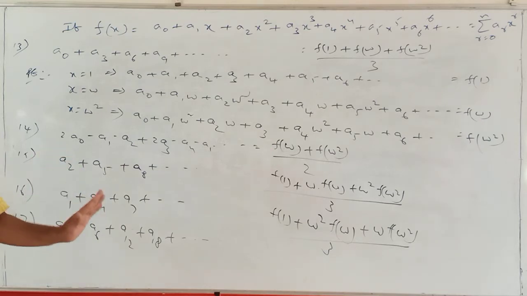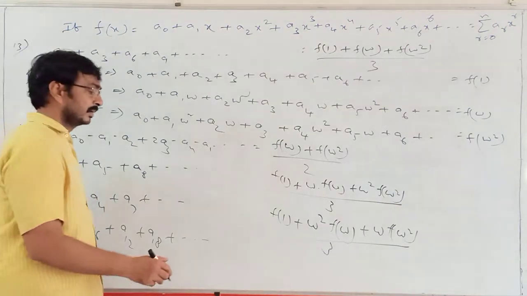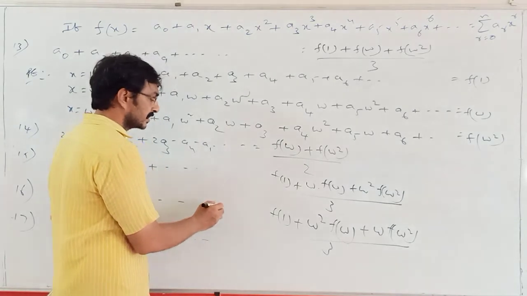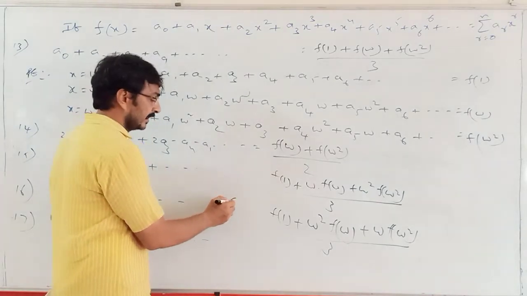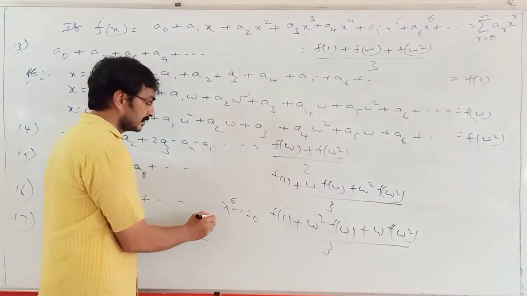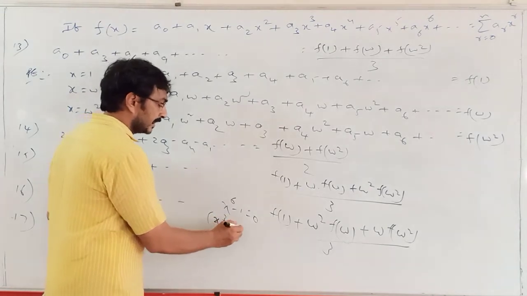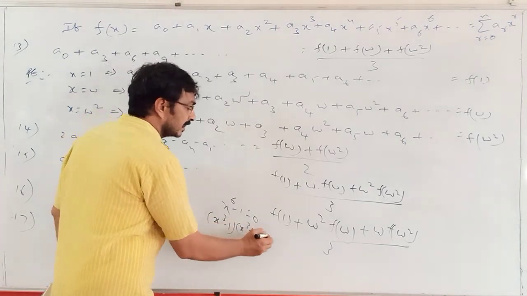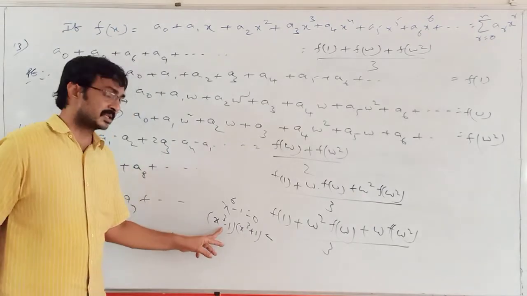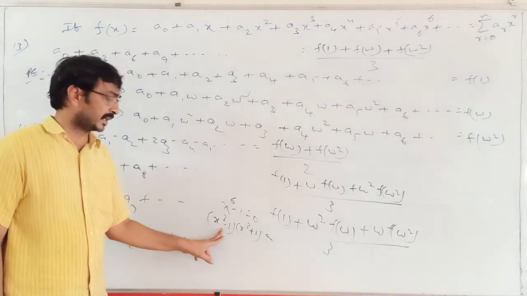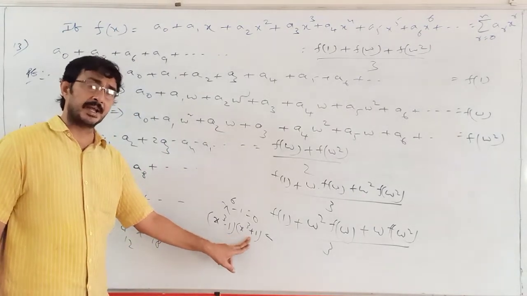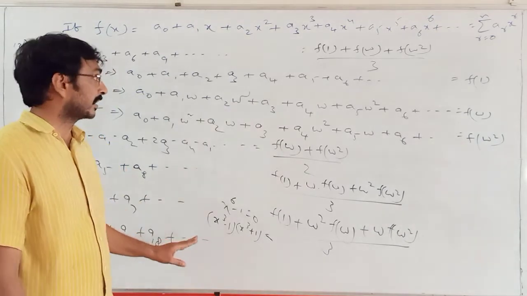Difference is 6, start from 0. So they are the roots of 6 roots of unity. X power 6 minus 1 equal to 0. X cube minus 1 into x cube plus 1 equal to 0. Roots of this one are 1, omega, omega square. Roots of this one are minus 1, minus omega, minus omega square.